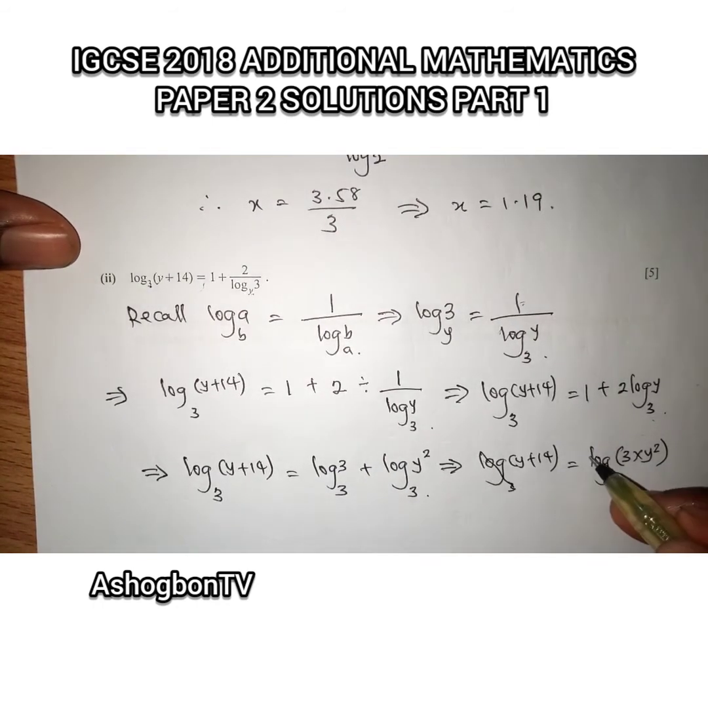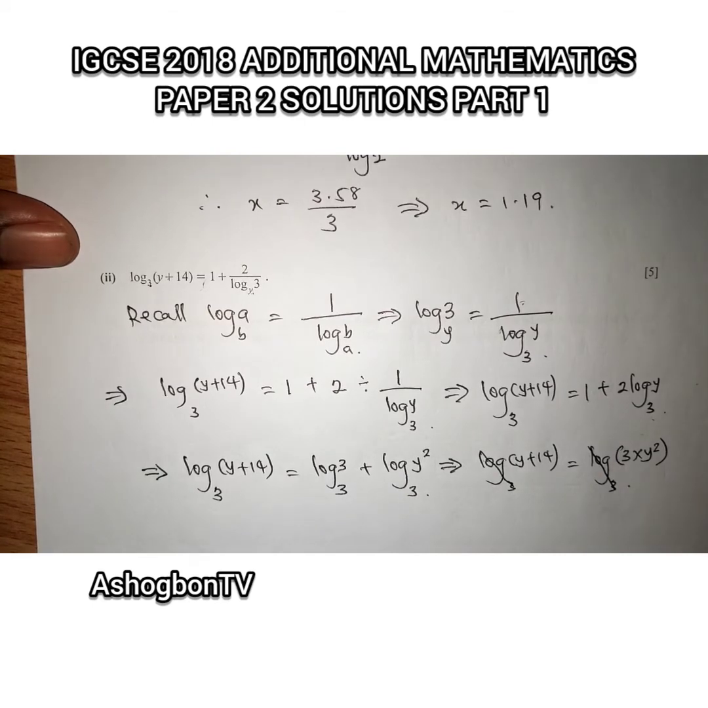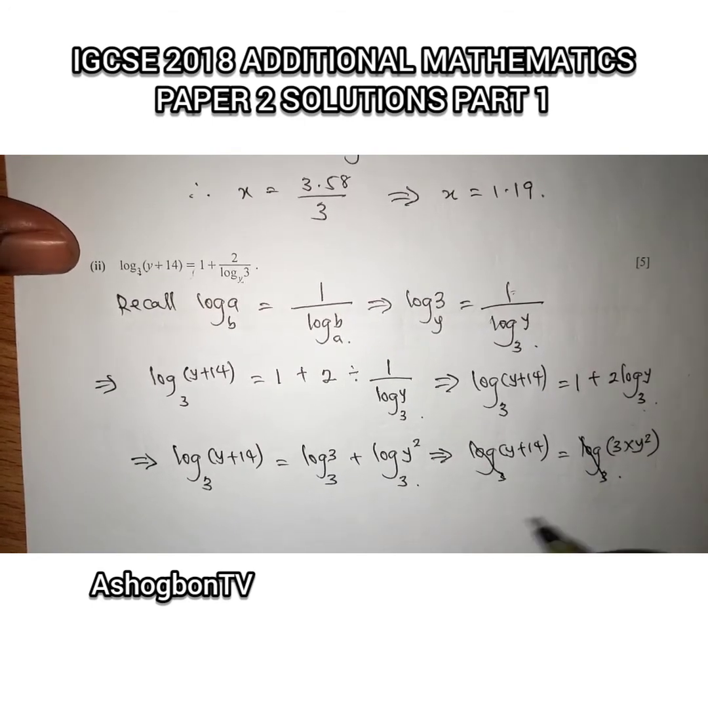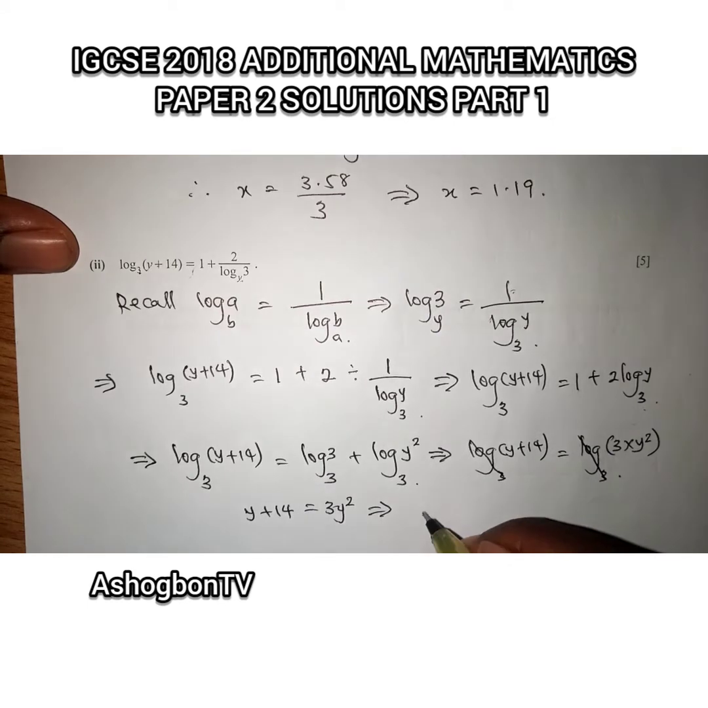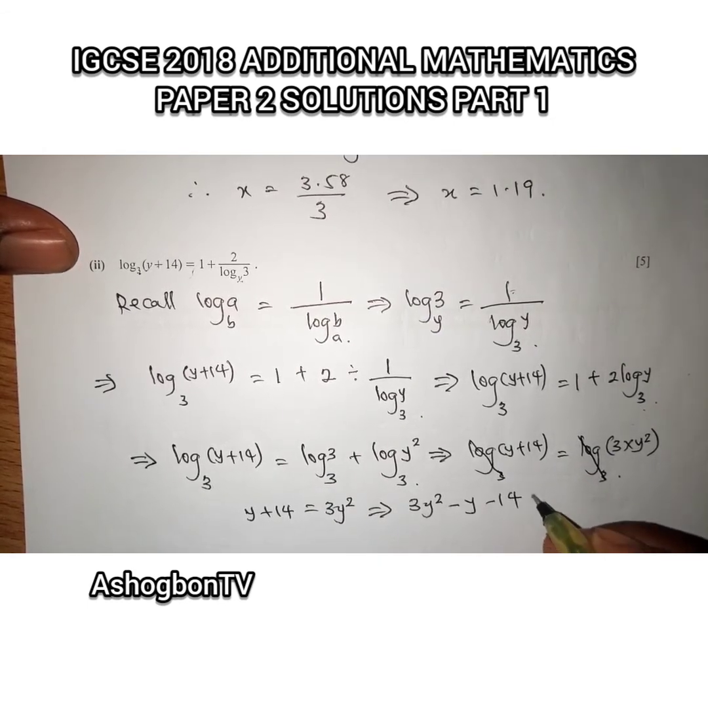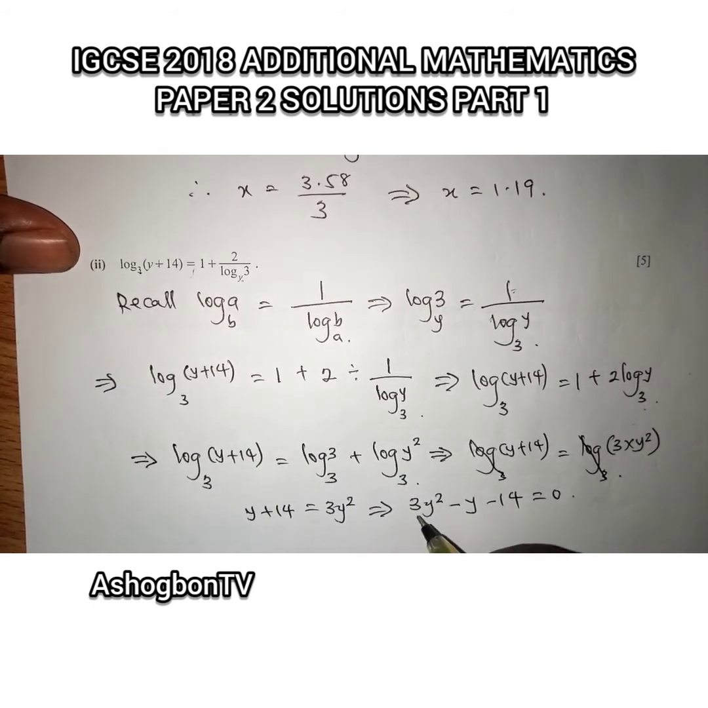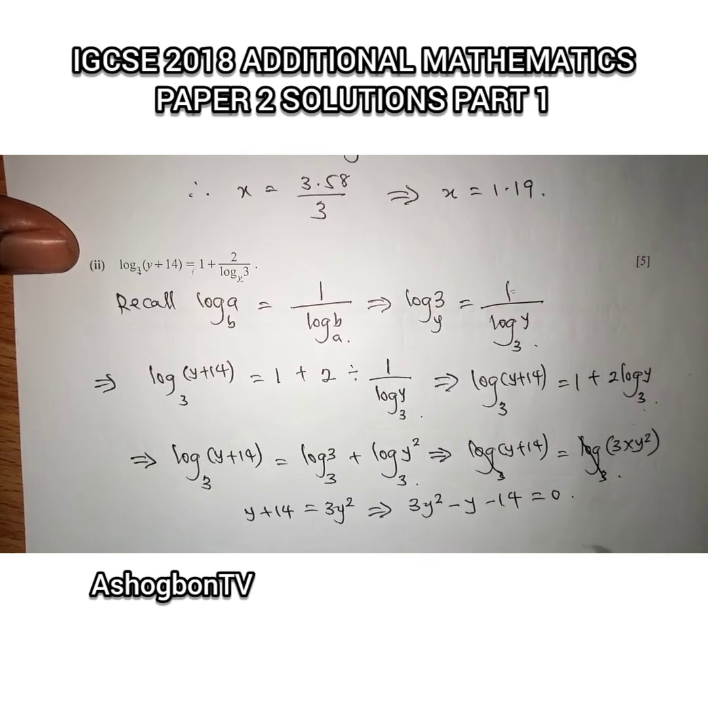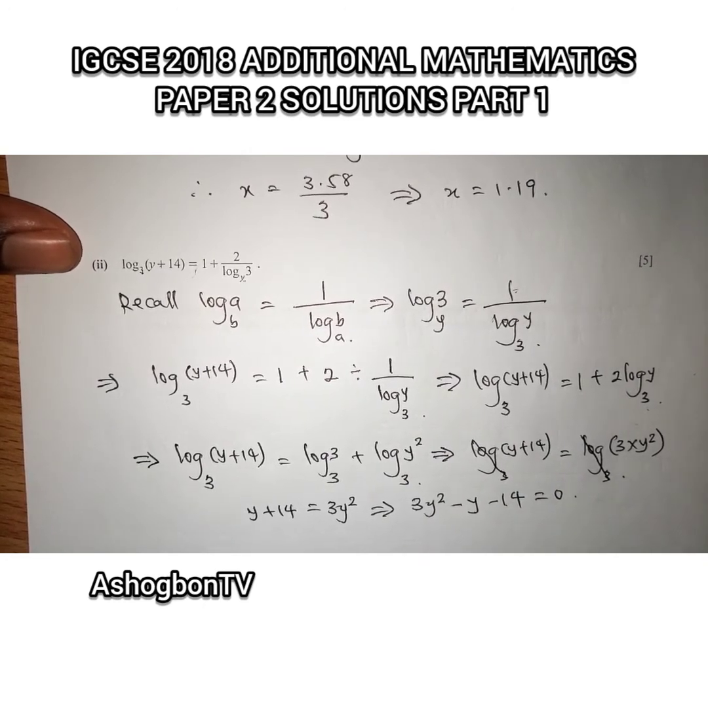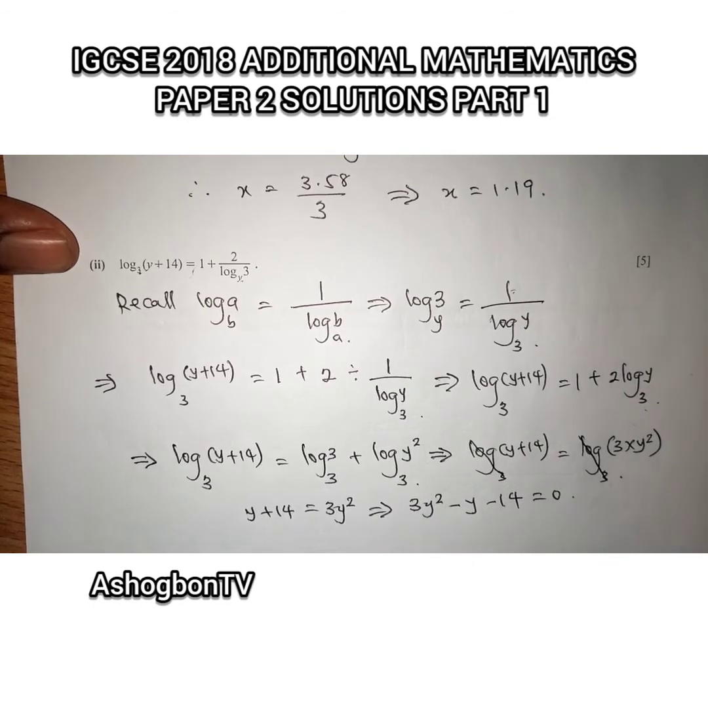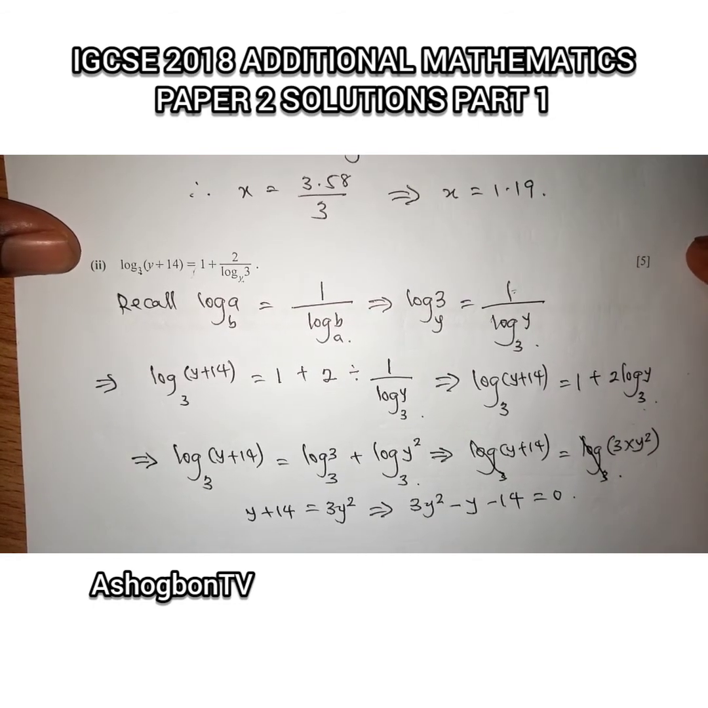And from what I see here, log base 3 can cancel each other from both sides. You're going to have y plus 14 equal 3y squared, which implies that you have 3y squared minus y minus 14 equal to 0. So going by the way of factorization, 3 multiplied by minus 14 will give me minus 42. So tell me, 2 factors, when I multiply them, I'll get 42, and add or subtract, I have minus y.